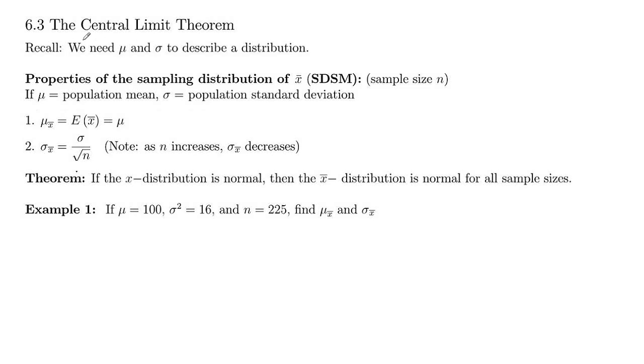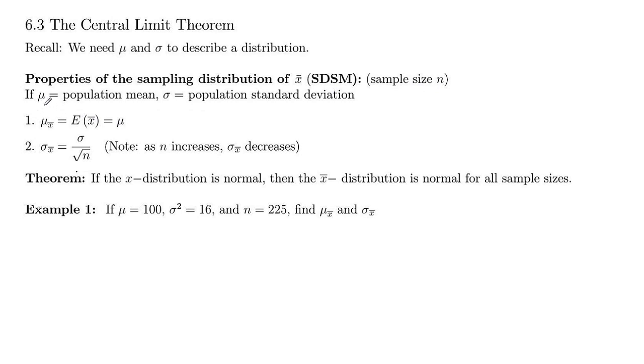Here in 6.3 we want to discuss something called the central limit theorem, which again applies to sampling distributions. Recall that we only need the mean and the standard deviation to describe a distribution, at least a normal distribution. And so we would like to know when our sampling distributions are normal. So, properties of the sampling distribution for x bar, we'll abbreviate that sometimes as SDSM, sampling distribution of the sample mean, for sample size n, or the x bar distribution.